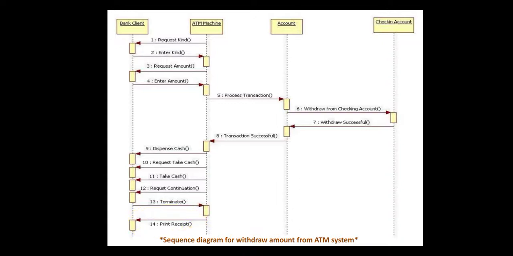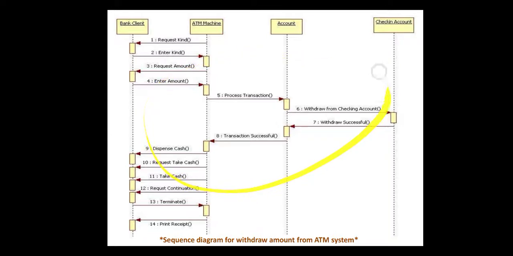So in this way we represent it one by one. First, the ATM machine requests the card, then he enters which type of operation he wants to perform. Second, the ATM machine again sends him a message requesting the amount. Then the customer gives the amount he wants to withdraw, and it sends that message to another class object, the account, for processing that transaction. Then the account sends this message to the checking account, to check whether that much amount is available or not.